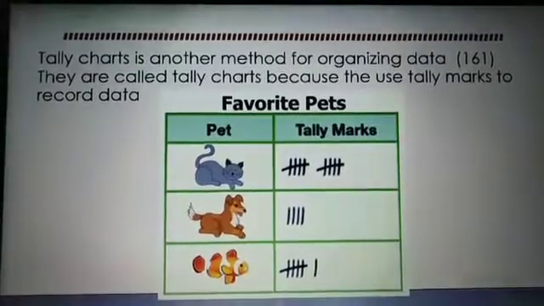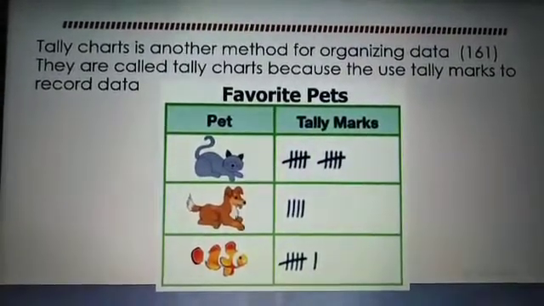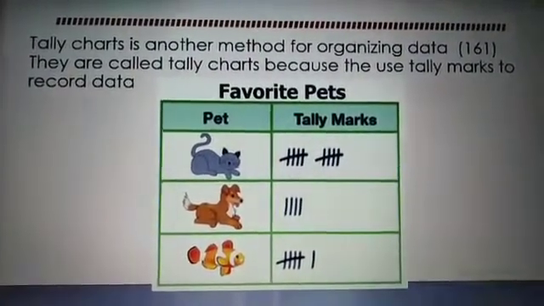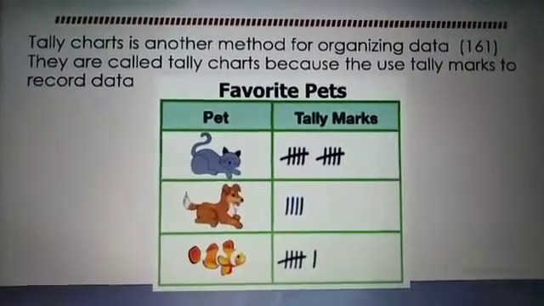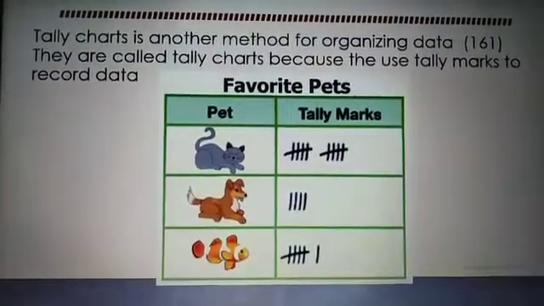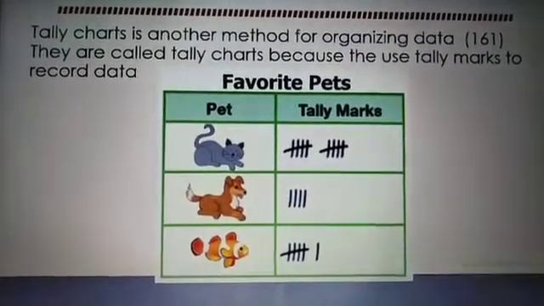Another type of charts is a tally chart. So we have lists and tables, pictograms, bar charts, and now we have tally charts. Let's see together what tally charts are and why they have this name. Tally charts are another method for organizing data. You can find examples on tally charts on page 161 in your textbook.